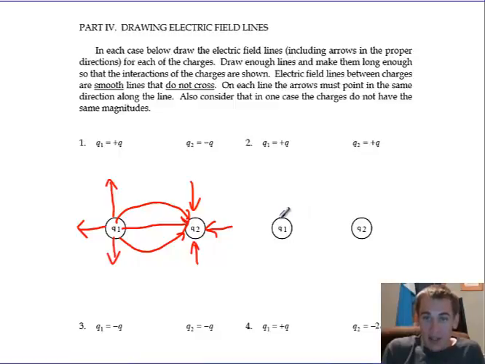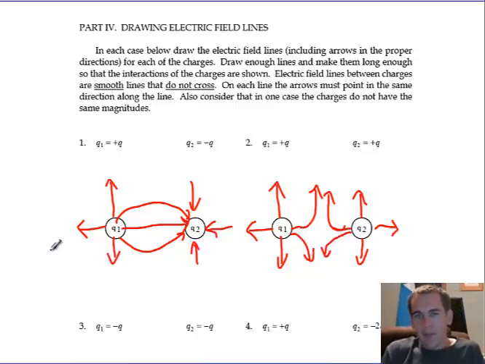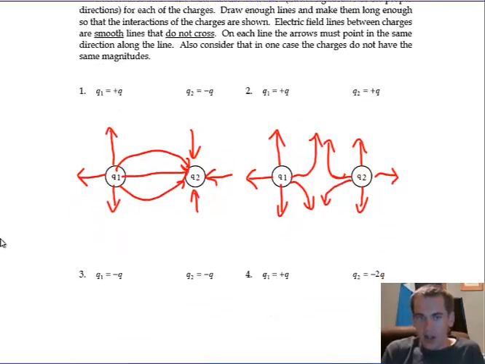Okay, these ones are both positive. Now, these lines can't cross, so this one and this one and this one are relatively unaffected. But what happens when I have this field line that tries to go this way and this one that tries to go this way? Well, those ones are going to hate each other. They're going to push each other parallel, and we're going to get electric field lines that look goofy like that. They don't cross, but they do push against each other.